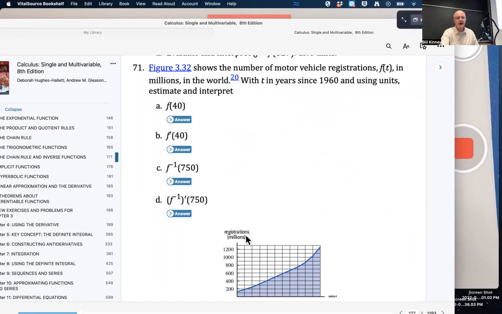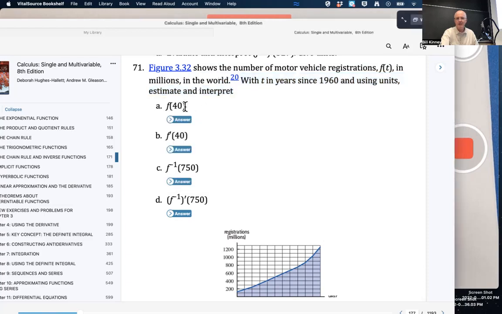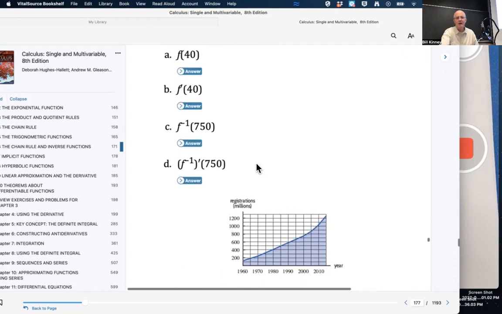This figure shows the number of motor vehicle registrations, F of T, in millions in the world, with T in years since 1960. Using units, interpret the value of F of 40, F prime of 40, F inverse of 750, and F inverse prime of 750.